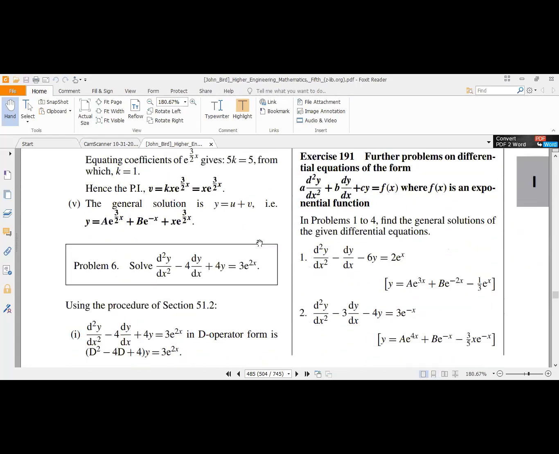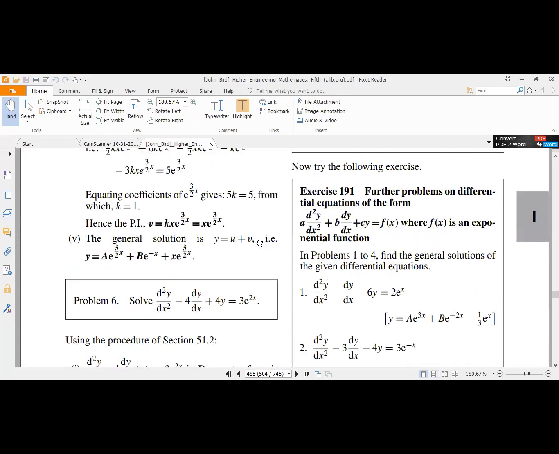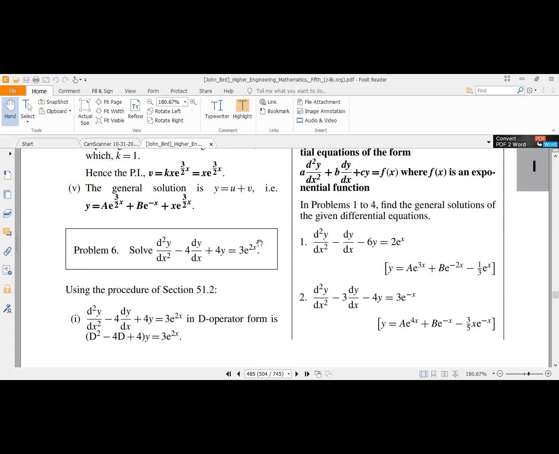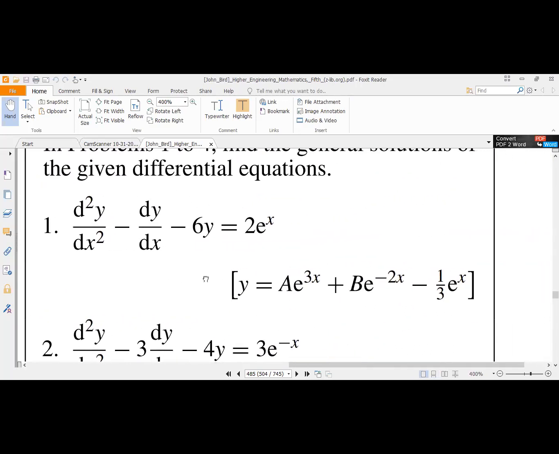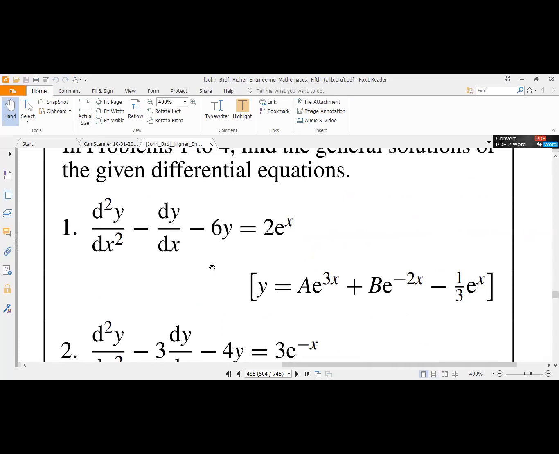Now we are going to proceed to the case of trigonometry. What if our f of x is trigonometry? Everybody, look at this problem. I think you can all solve it. Yes, sir. It's very simple. What particular solution are we going to assume? A exponential x. Because you can see in the complementary solution there is no exponential x here. Yes, sir. You can see that we are having a exponential 3x plus b exponential minus 2x. So there is nothing like that. So in that case, we are good to go.